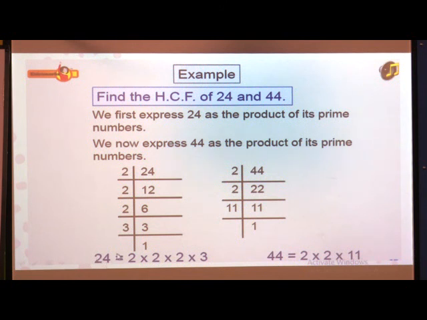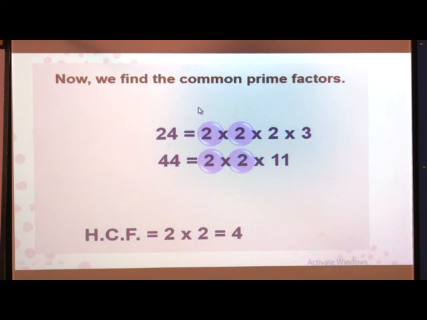Now, we got 24 as 2 into 2 into 2 into 3, and for 44 we got 2 into 2 into 11. Now, we have found the prime factors for 24 and 44 as follows. Now, we will take the common among 24 and 44. The common are 2 and 2. To find HCF, we have to take these common 2s as only one 2. We have 2 and 2 as common, but we are taking only 2 here.